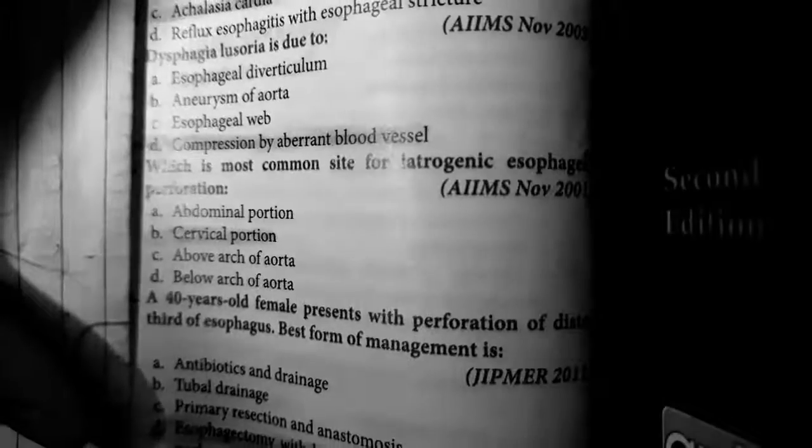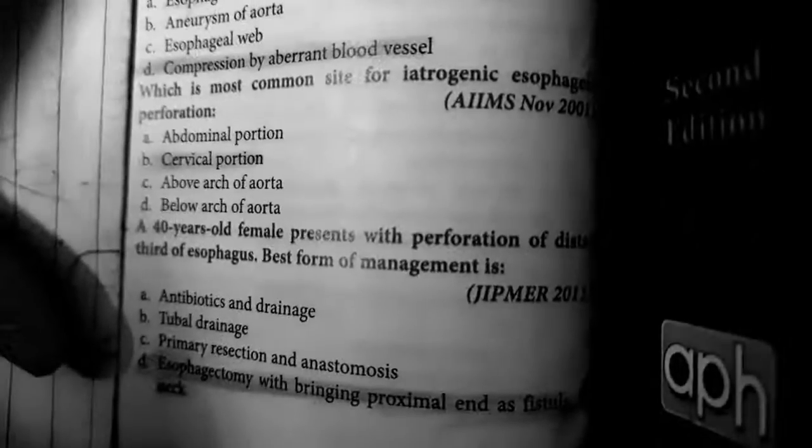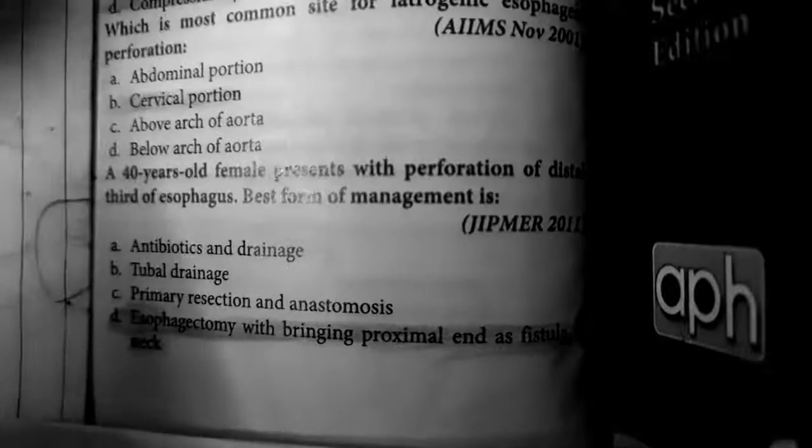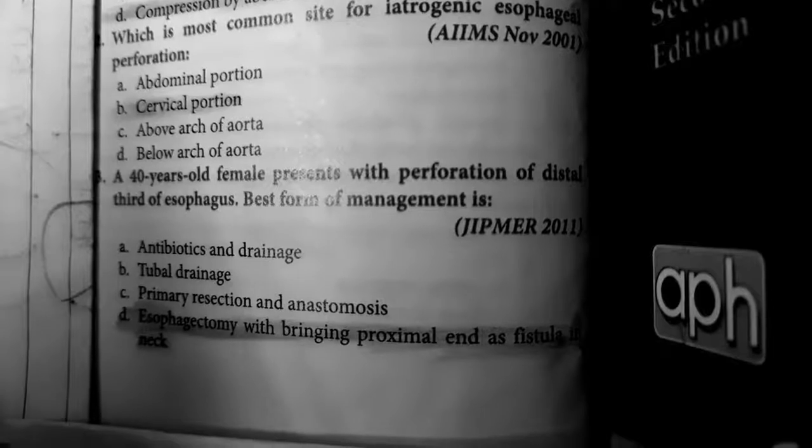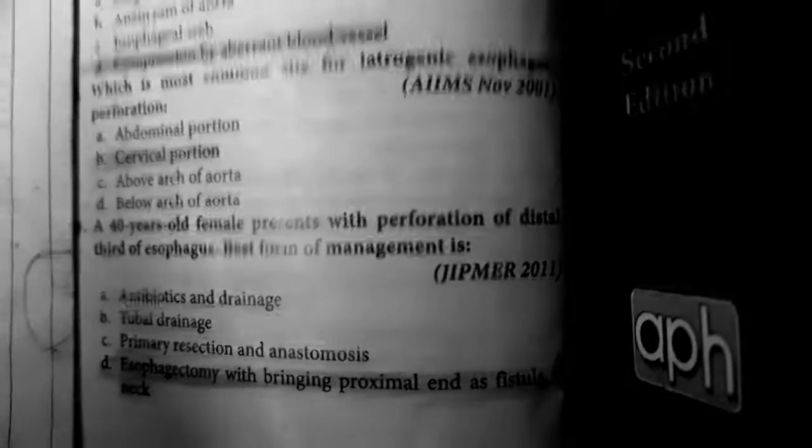Here you do esophagectomy, bringing the proximal end out as a fistula in the neck.